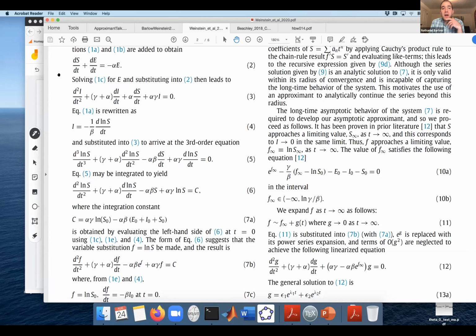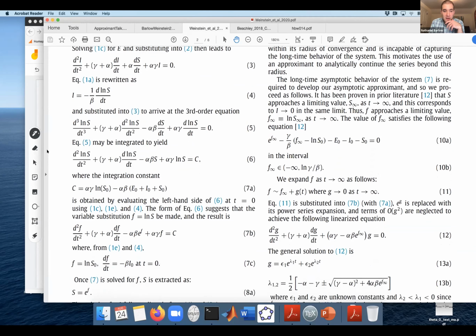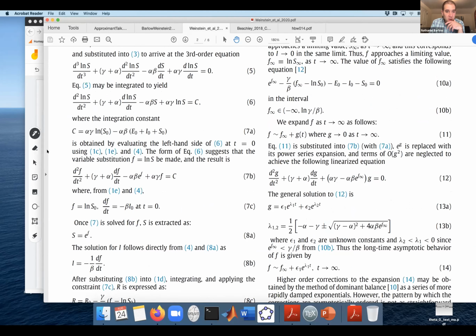By doing some algebra, Steve reduced the equation to the one that you see. I'm going to highlight it here. This one right here, the one that I have highlighted in blue, equation 6. This is a single ODE for the natural log of the susceptible population. That's second order in time. And you can use it to solve the whole model.